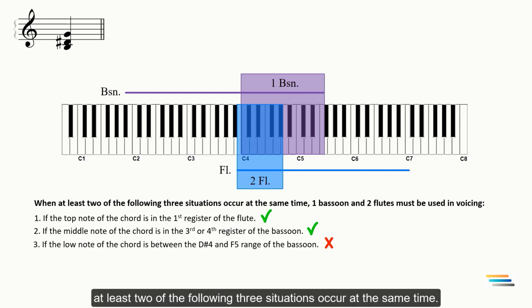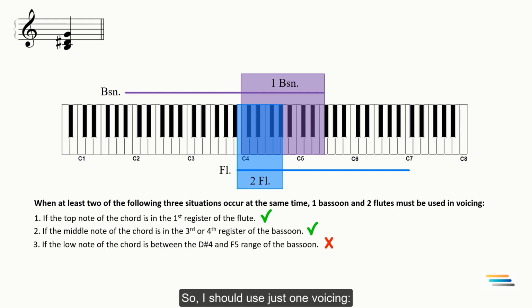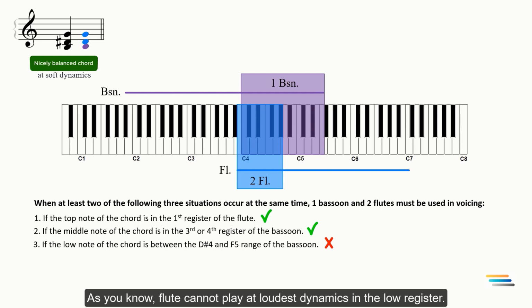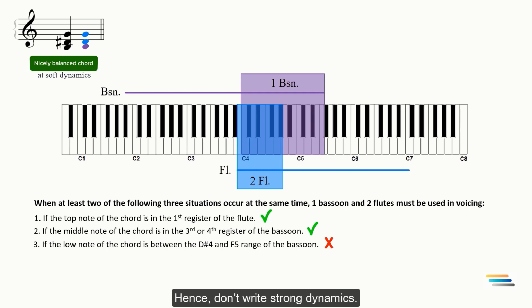As you can see, at least two of the following three situations occur at the same time. So, I should use just one voicing, one bassoon and two flutes. This chord should be voiced with soft dynamics. As you know, flute cannot play at loudest dynamics in the low register. Hence, don't write strong dynamics.